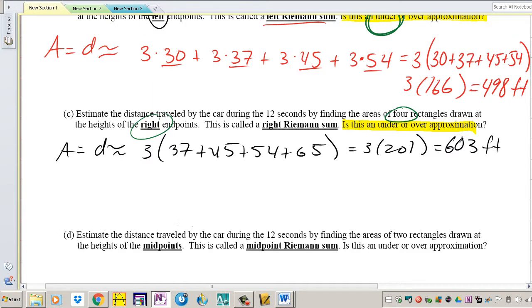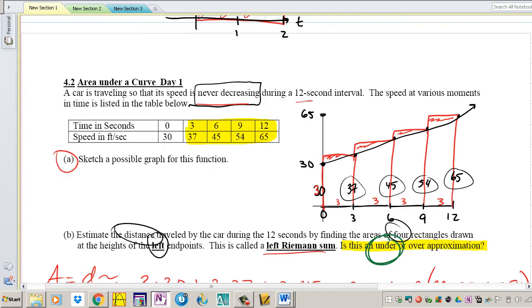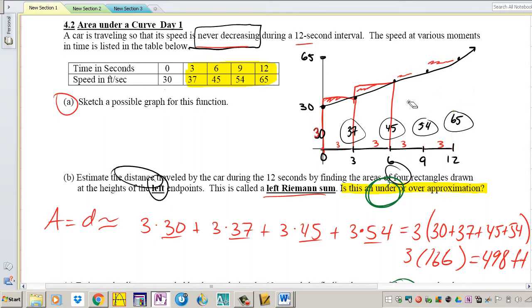Letter D: estimate the distance traveled by the car during the 12 seconds by finding the area of two rectangles drawn at the heights of the midpoints. This is called midpoint Riemann sum. So let's go up to our graph. Let's go ahead and erase all these rectangles.